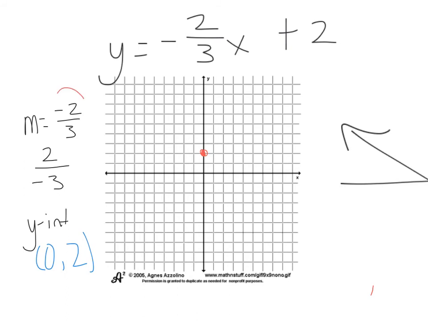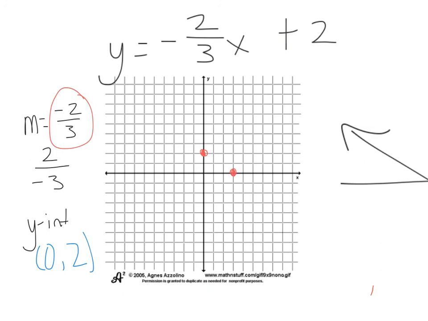Now I can deal with my slope. I'm going to start with negative 2 over 3. The negative 2 tells me that I should go down 2 spots because it's negative. And the 3 tells me that for every 2 spots I go down, I'm going to go 3 spots to the right. So for every 2 spots I go down, I will go 3 to the right, and I can graph my coordinate point right there.